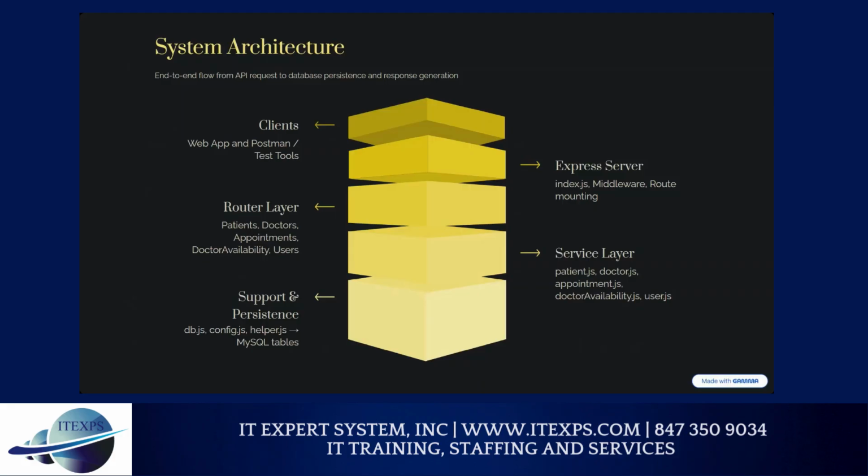For the system architecture overview, this slide shows the full data flow. A client sends a request which enters through our Express server and then moves through the router layer and into the service layer, depending on the type of request, which then communicates with the MySQL database for today's demo. The processed result is then returned to the client.